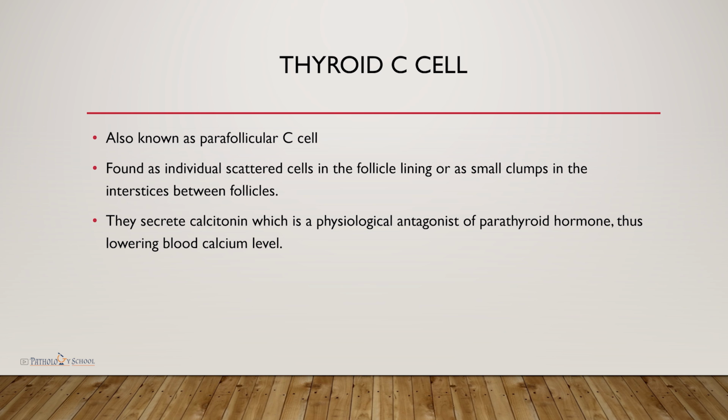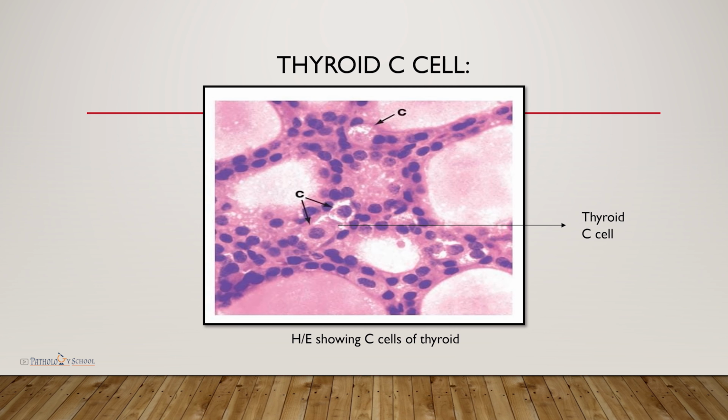Now let's have a look at the thyroid C cells, which are also known as parafollicular C cells. They are found as individual scattered cells in the follicle lining or as small clumps in the interstices between the follicles. They secrete calcitonin, which is a physiological antagonist of the parathyroid hormone and thus lowers the blood calcium level. These are the thyroid C cells interspersed in between the follicles.